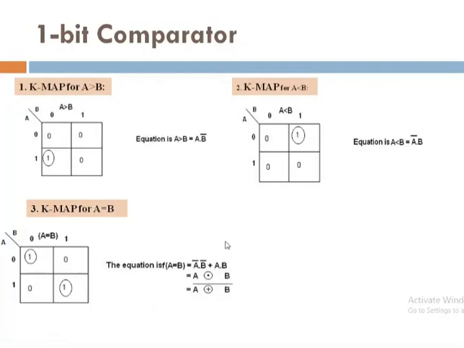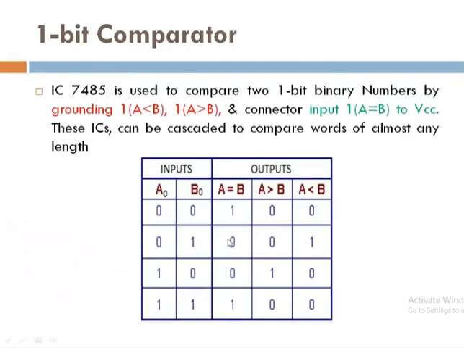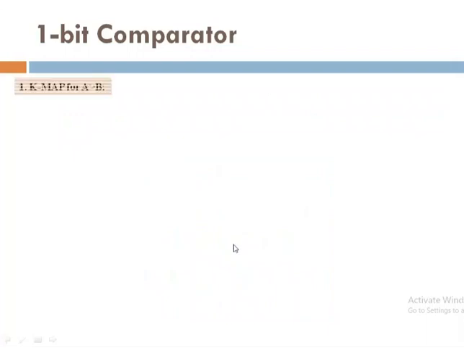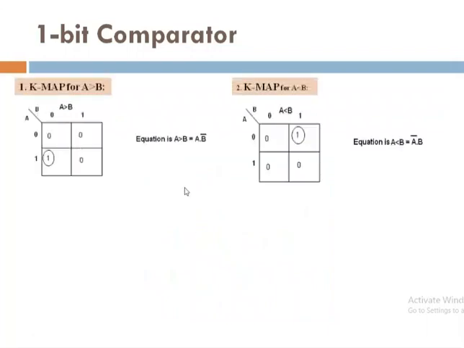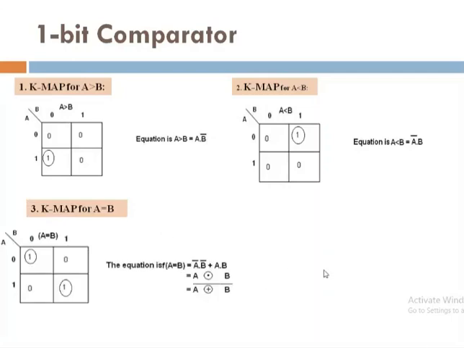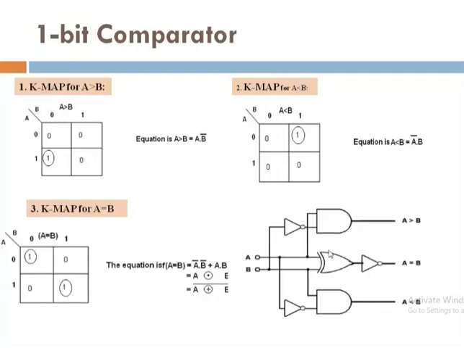So what we need to do: first we need to compare 1 bit of A and 1 bit of B. There could be 3 outputs, but at a time only one output line will be high, and the remaining 2 output lines will be 0. Then you have to design the 3 K-maps, one for each column. Then for whatever reduced equations you got, you have to design the circuit diagram.